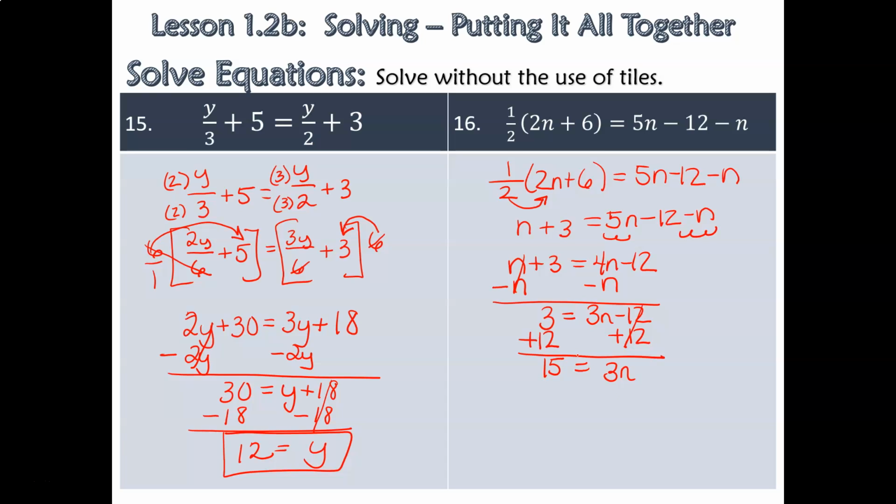The last step to the last problem is I'm going to divide by 3 to undo multiplication. So n is equal to 5. So that takes everything that we learned and puts it all together.